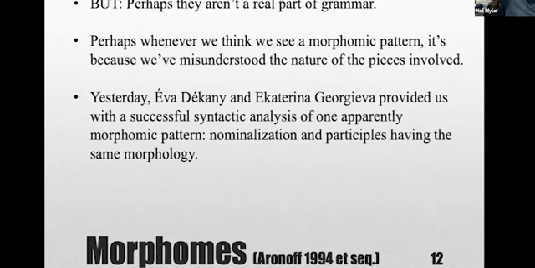This is nominalization on the one hand and participles on the other, having the same morphology. They showed it's an illusion, right? What you've got is purely participial morphology being able to occur embedded in various sorts of nominal substructures, right?